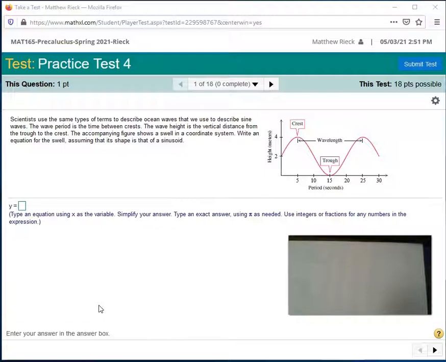And again, you can find this practice test on the Pearson website. In the assignments, you should see practice test 4 listed there. So with no further ado, let's go ahead and get started here.